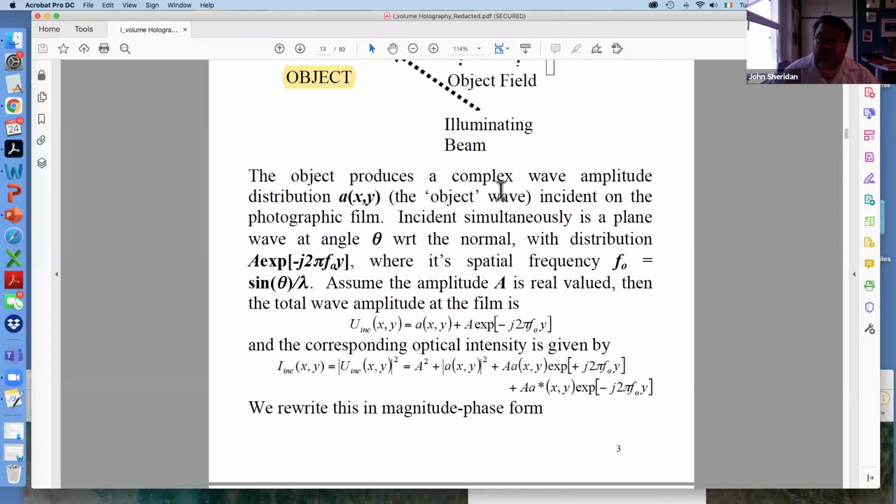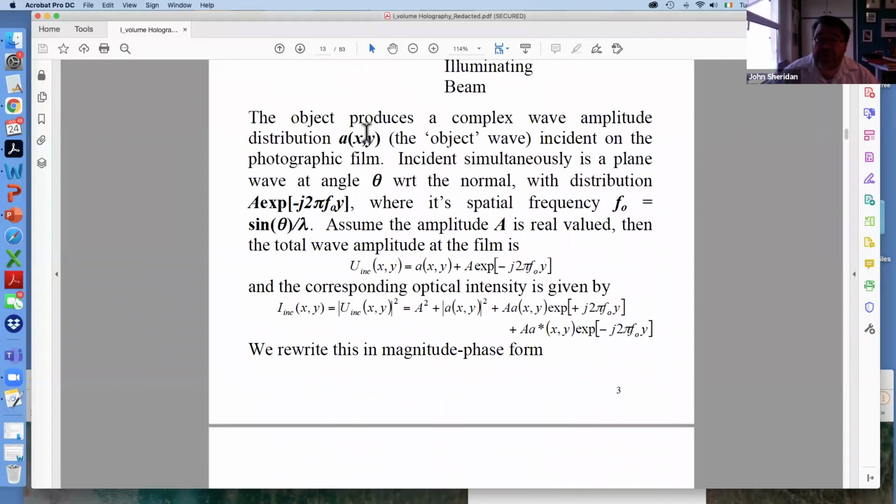We're going to start off fairly simple. So we have the object beam, which is complicated. We have variations in the amplitude and the phase everywhere. And we have this reference beam, which is very, very simple and is coming at a particular angle. And that angle is going to define our spatial frequency. We've got this sine theta divided by lambda.